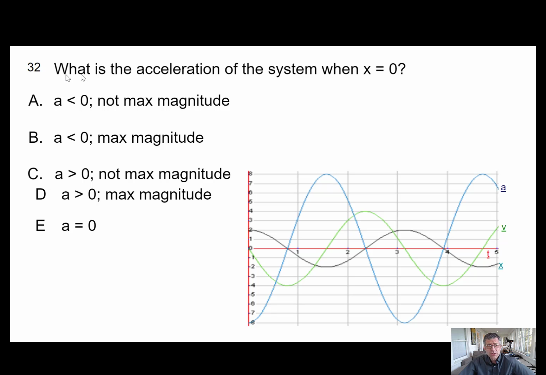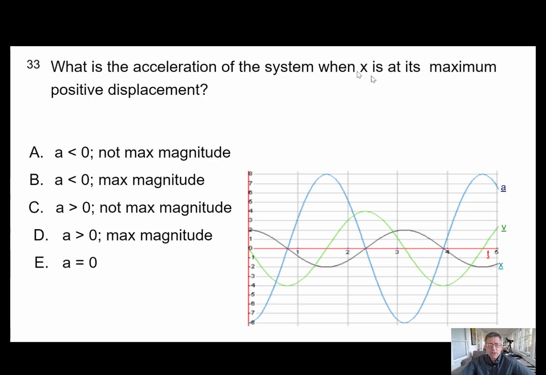So here we go, simple questions. What's the acceleration of the system when x is equal to 0? When my position is 0, I'm going to look at the black line. This is not time equals 0, this is position equals 0. And I'm going to look at the blue line, which is acceleration, and my acceleration is also going to be 0 at that time point. Notice it happens at every time that my position is 0. That's where my spring is relaxed, and I should have no force and therefore no acceleration acting for that brief instant as it passes through the equilibrium position.